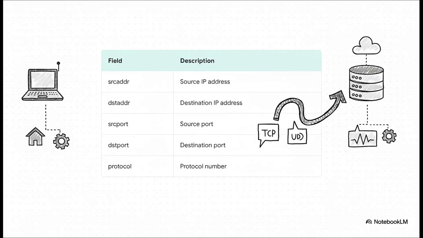And every story has its main characters, right? In networking, we call this the five-tuple. It's basically the who, what, and where of the conversation. You've got the source address and port, that's who started talking. The destination address and port, that's who they were talking to. And the protocol, which is like the language they were using. You know, TCP, UDP, that kind of thing.